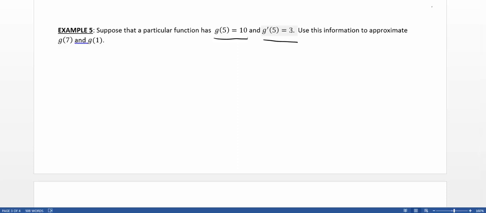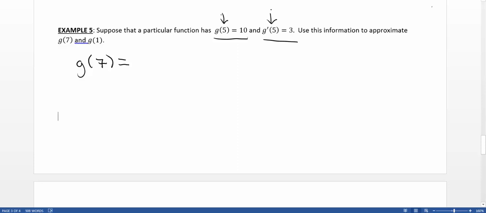So here the information we have happens at the point x equals 5. So we're going to use this to try to make an educated approximation for g of 7 and g of 1. So these are two different problems. So let's start with g of 7. So our formula says that f of x is going to be approximately f of a plus f prime of a times delta x. Well, here, this is my f of a, and this is my f prime of a if I'm matching it up to the formula.